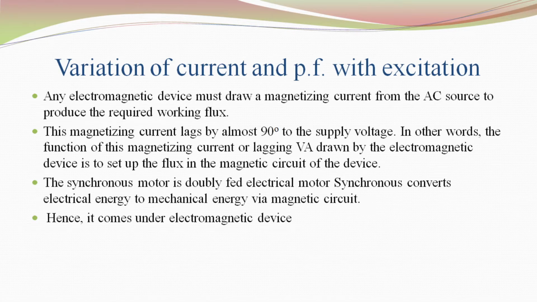So the same thing we are telling again: the function of a magnetizing current is to produce a flux in the magnetic circuit. Current is flowing in the circuit, so magnetic flux will be produced in the circuit. In a simple way we can say it like this.